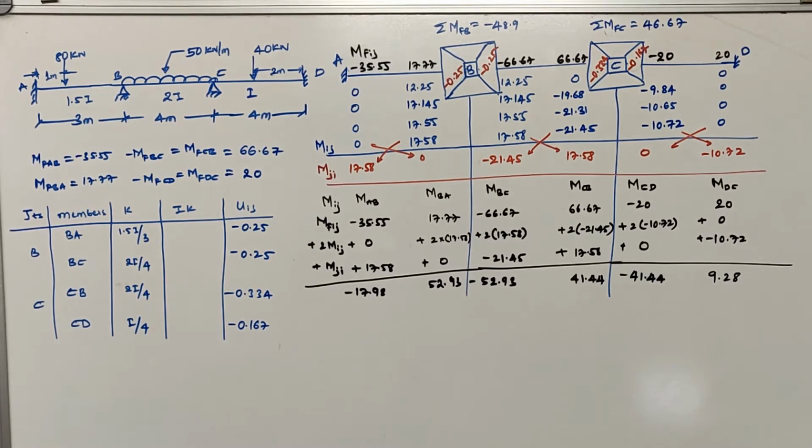In this we are going to analyze this beam, which is of 3 spans, span AB, BC and CD. Span AB being 3 meter in length, BC and CD being 4 meter in length. Then you can see the loading from the figure. On span AB we have 80 kN, on span BC we have 50 kN per meter of UDL, and then on CD we have 40 kN concentrated load.